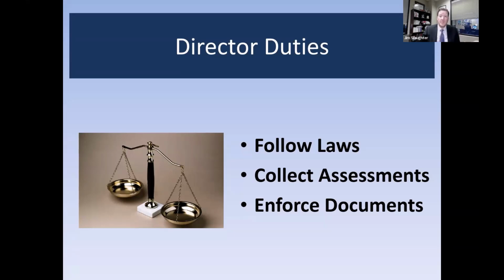The association has obligations. It might be stormwater. It might be paying for landscaping. It might be paying for various bills like water, sewer, electricity, and condos, things that will get turned off if they are not paid. The only way that gets paid is by collection of assessments from owners.